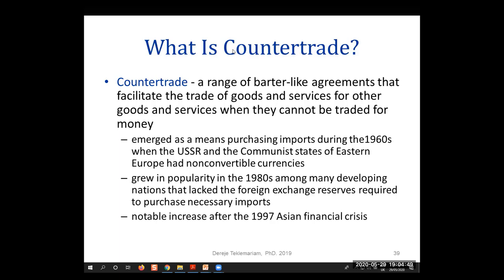What are the possible areas of counter trade in Ethiopia? And where is the stage of counter trade in the context of Ethiopia? So the concept is like this: rather than using hard currency as a medium of exchange, this is like a barter.